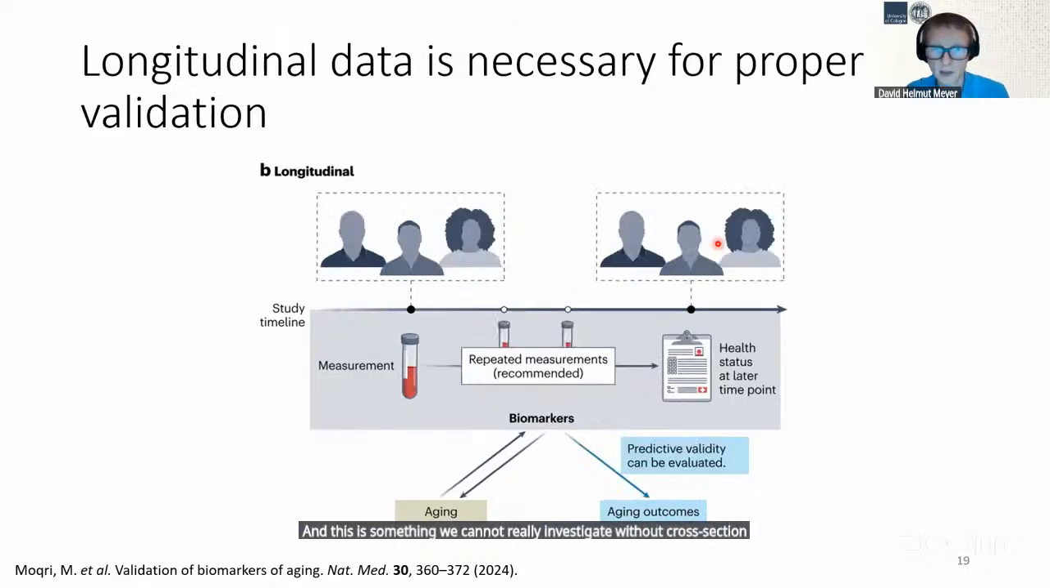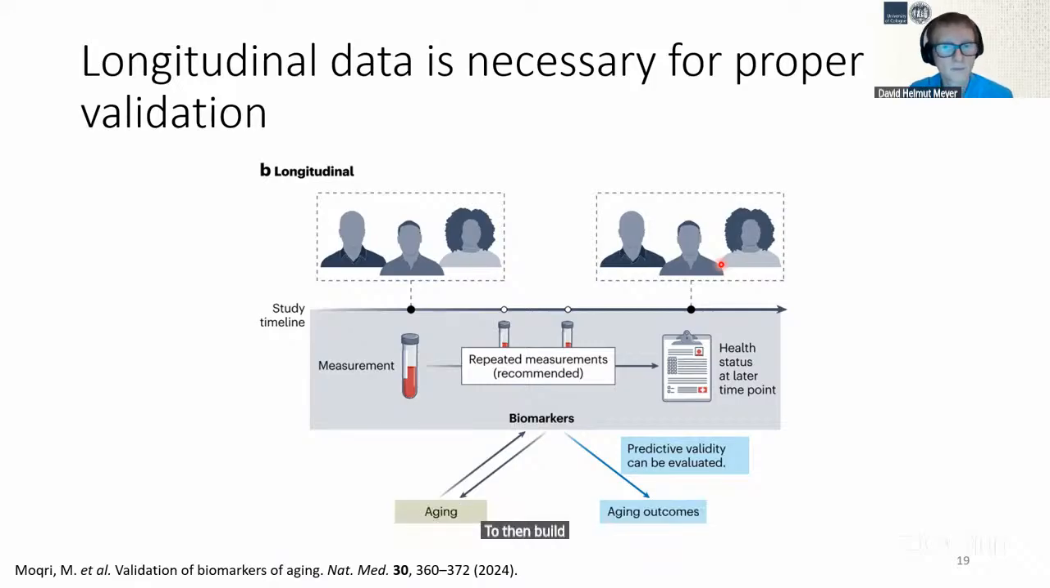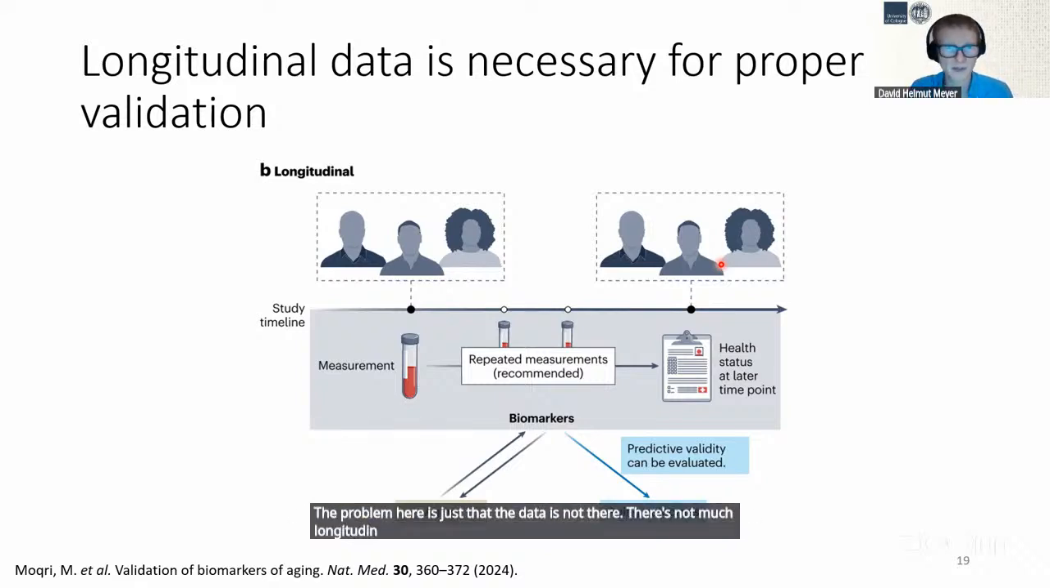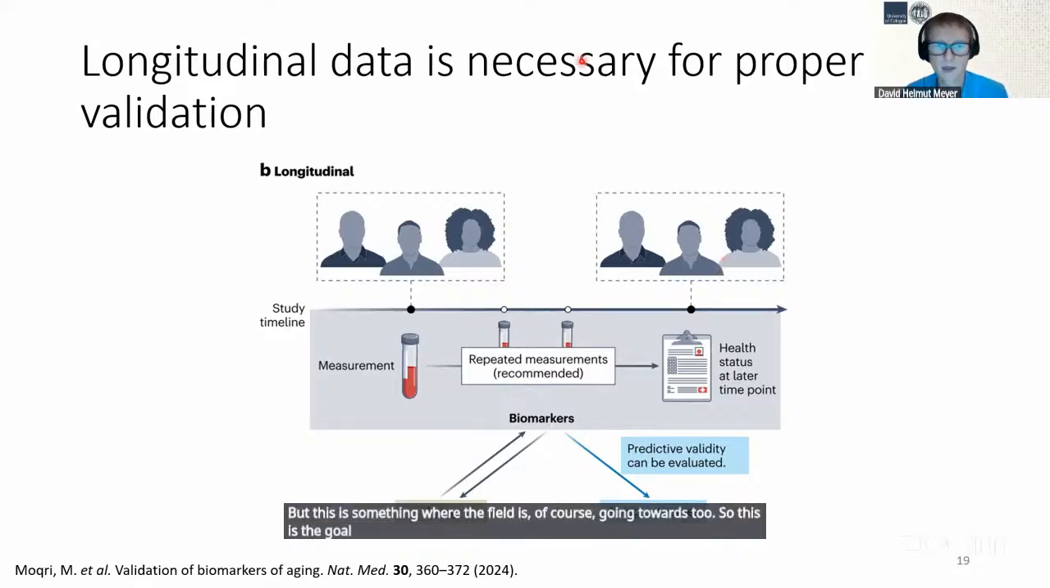For this, we would need longitudinal data. So we have the same individuals measured multiple times, ideally over a longer time frame, so that we can have individual aging trajectories to then build way better aging clocks that can predict these trajectories and individual aging rates. The problem here is just that the data is not there. There's not much longitudinal data, but this is something where the field is, of course, going too. So this is the goal, to have longitudinal data, but this needs long-term planning because you need a cohort and you need to make sure that you can measure these every year or every other year.